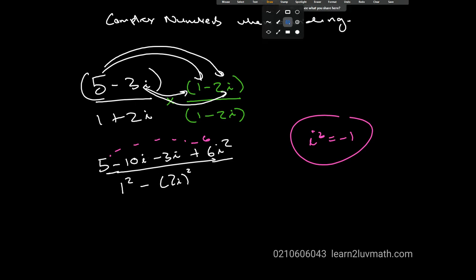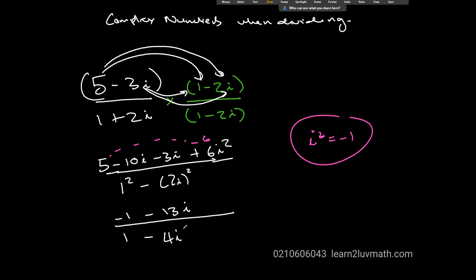We can also see like terms here, these two, negative 13i. Let's go to the next line now. In the next line, we've got 5 minus 6, which is negative 1, and minus 10 minus 3 is minus 13i. Then I end up with 1 minus (2i) squared becomes 4i squared. And this negative 1 minus 13i over i squared is negative 1. So it becomes negative 1 times negative 4, which is, this is negative 1 again, so it becomes positive 4. And 1 plus 4 becomes 5.